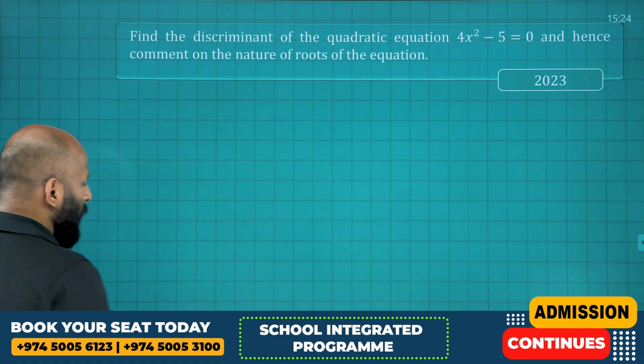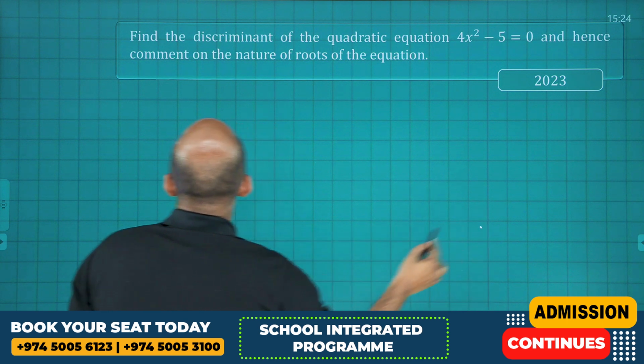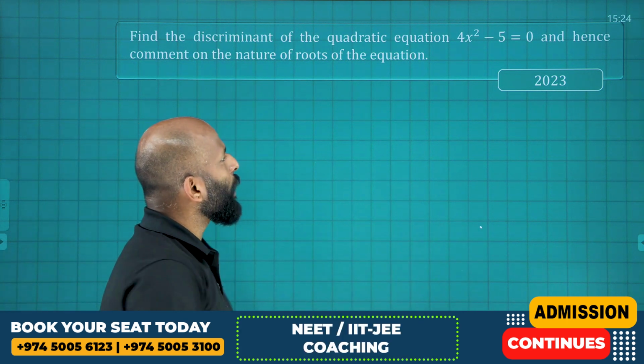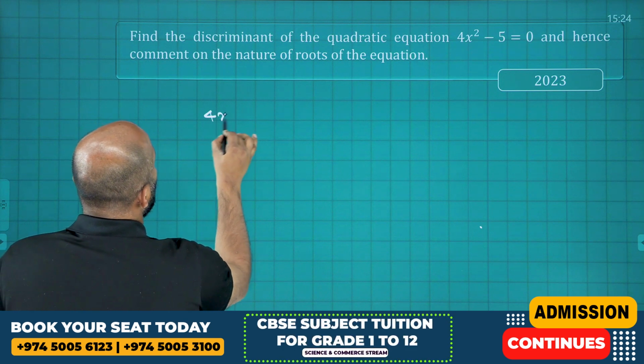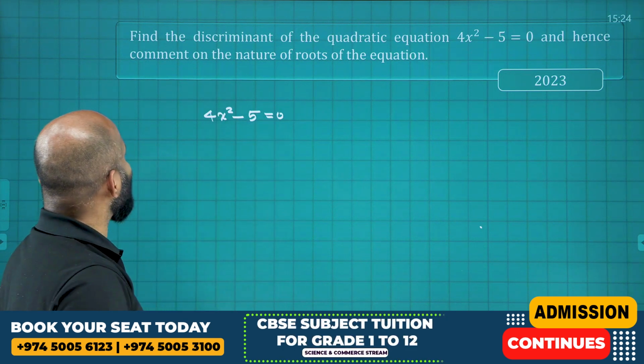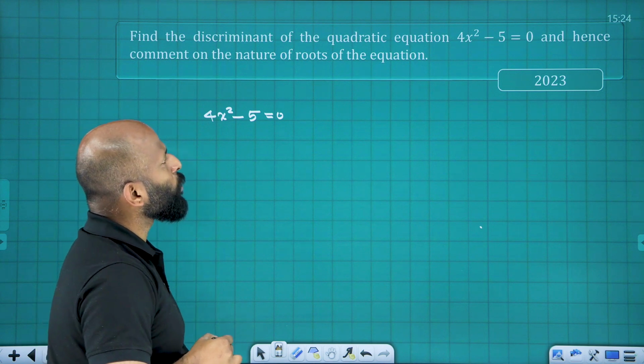Now we can move to the second question. Our next question is: find the discriminant of the quadratic equation 4x square minus 5 is equal to 0, and hence comment on the nature of roots of the equation.